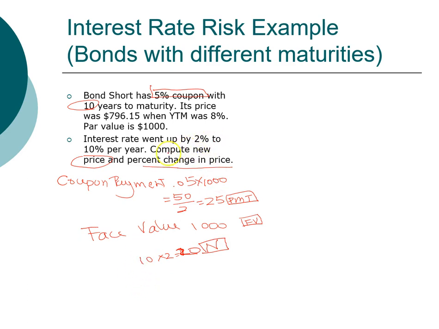The new yield to maturity, so remember we're trying to find the new price. In order to find the new price, we're going to use the new interest rate. So the new interest rate is 10% per year or 5% every 6 months. And we can compute the present value, which gives us the new price. So go ahead and compute that. You should get $688.44.